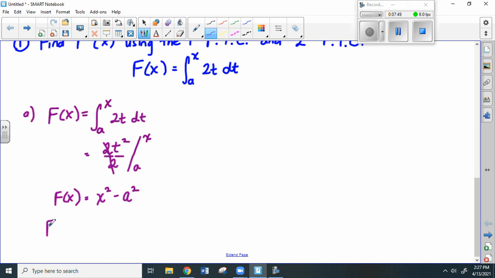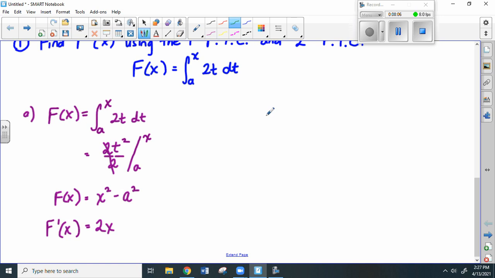The question is asking me to actually find the derivative of that. So I take the derivative of x squared, and I take the derivative of a constant, which equals 0, all right? And there is f prime of x, okay?